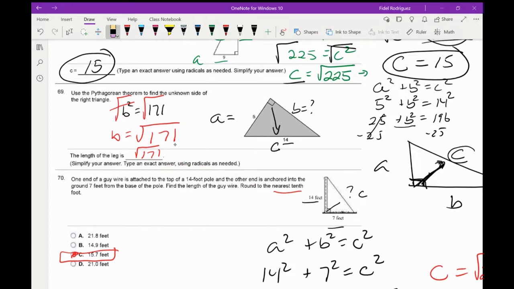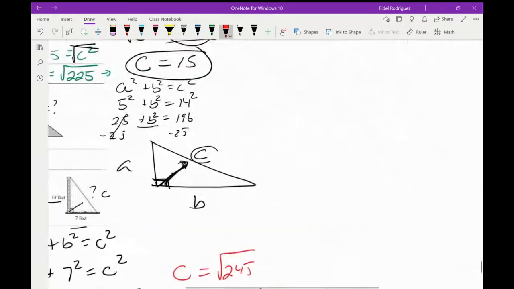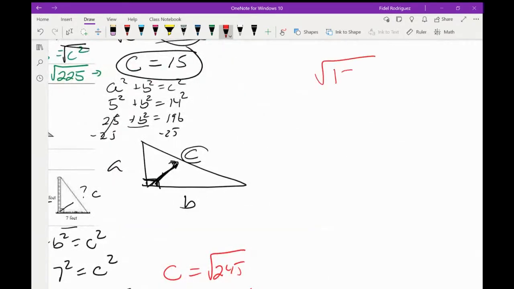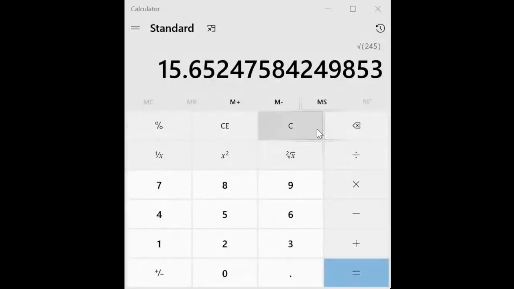Okay. So guys, in section 9.2, one of the things that I showed you guys was how to break down these numbers, okay? So what I'm going to do here, I have the square root of 171. What I'm trying to do is see if I can break this number down. So let me show you what I mean by that. So I'm going to stop sharing this. And I'm going to share my calculator one more time. There we go. Okay, so let me clear this out.